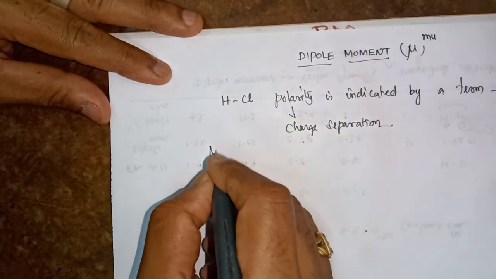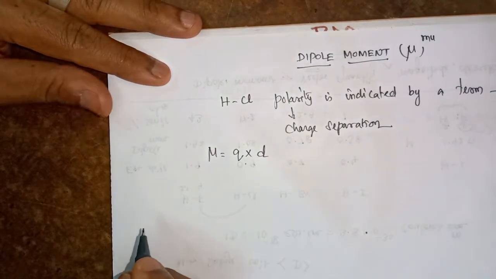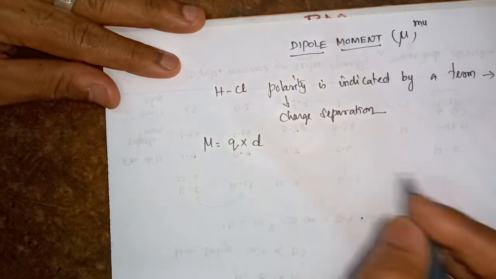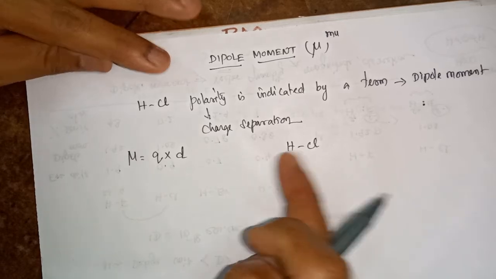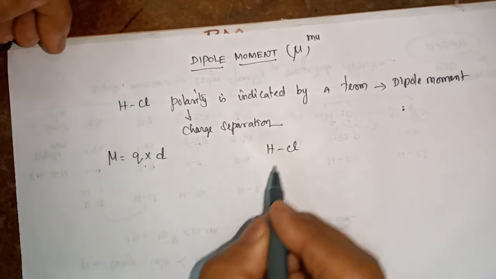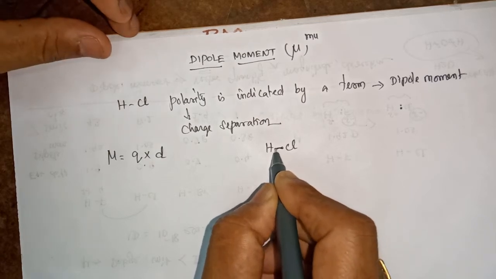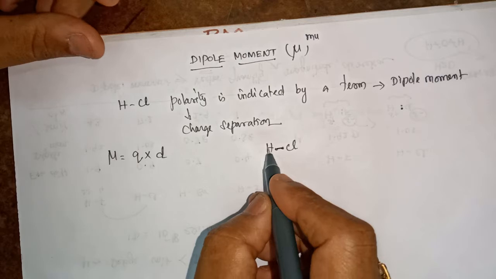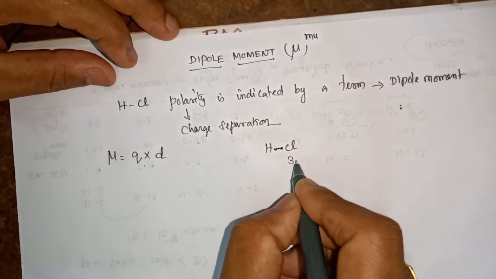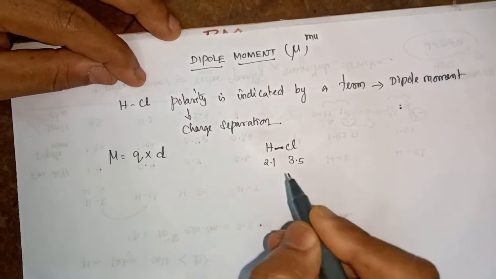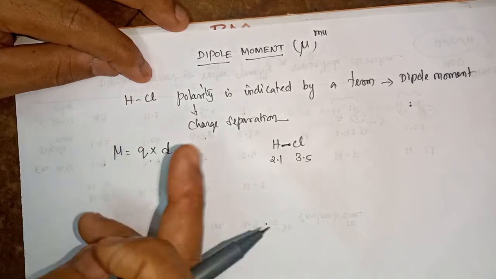Dipole moment mu is equal to Q times D. What is this D? Suppose I take HCl, a diatomic covalent molecule. Here a shared pair of electrons is there, two electrons are present. But due to the difference in electronegativity, chlorine has electronegativity 3.5, and hydrogen has 2.1.